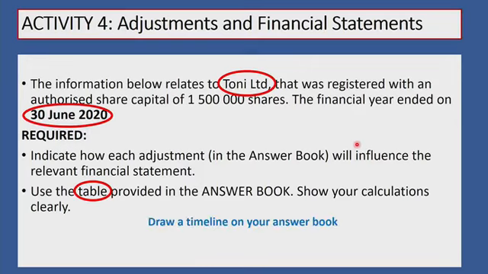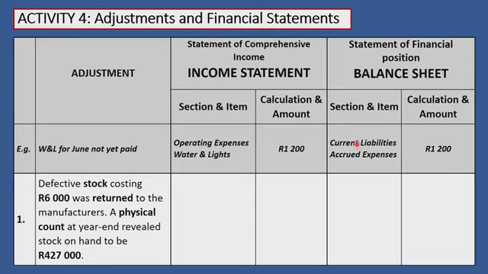And if they give me the year end and I know I'm going to do adjustments, I draw a timeline now because I will need it later on. There's the table. You'll see here they give you the adjustment, then they want you to say in what part of the income statement or balance sheet it will be, and then show either a calculation or just the amount. I'm not going to do all of them. I've picked a few. With number 1, I have highlighted or made bold the keywords, which is the stock that was returned.